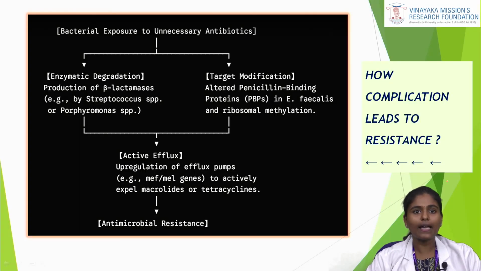How complications lead to resistance. Bacterial exposure to unnecessary antibiotics can act through enzymatic degradation and target modification. Enzymatic degradation leads to production of beta-lactamases, for example in Streptococcus species or Porphyromonas species. Coming to target modification, there are altered penicillin binding proteins in E. faecalis and ribosomal methylation. Both can lead to active efflux, that is upregulation of efflux pumps, for example MEF and MEL genes, to actively expel macrolides or tetracycline, which ultimately leads to antimicrobial resistance.